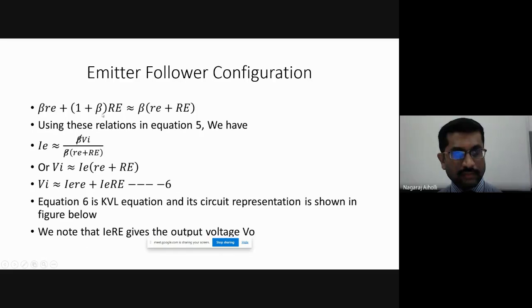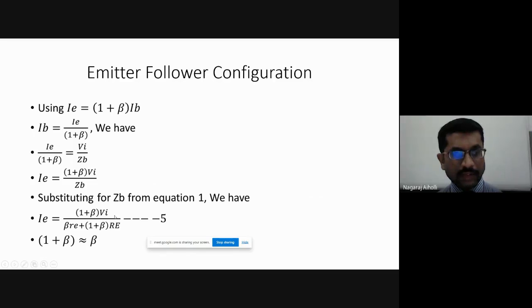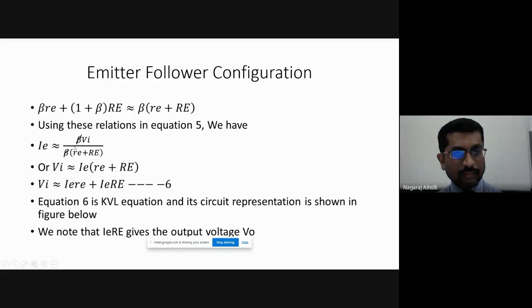Therefore, beta re plus 1 plus beta Re is approximately equal to beta re plus beta capital Re. Beta is common, so that will be beta into re plus Re. Using these relations, Ie is simply beta into Vi, since 1 plus beta is beta, divided by beta common in the denominator, re plus capital Re. Ie is equal to beta Vi divided by beta into re plus capital Re.